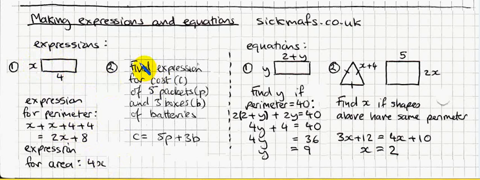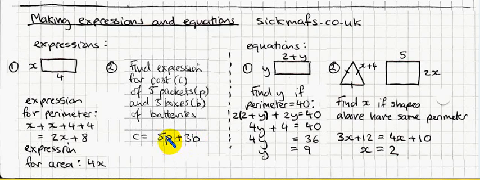Now you've got a different kind of question where you've got a situation, let's say you've got a formula you're told about, which is the cost of something is described as 5 packets. So it says, what's the cost of 5 packets and 3 boxes, and we don't know what the cost of each packet or box is, of batteries, whatever it happens to be. Okay, and that's the expression. The cost is 5 times the number of packets plus 3 times the number of boxes.